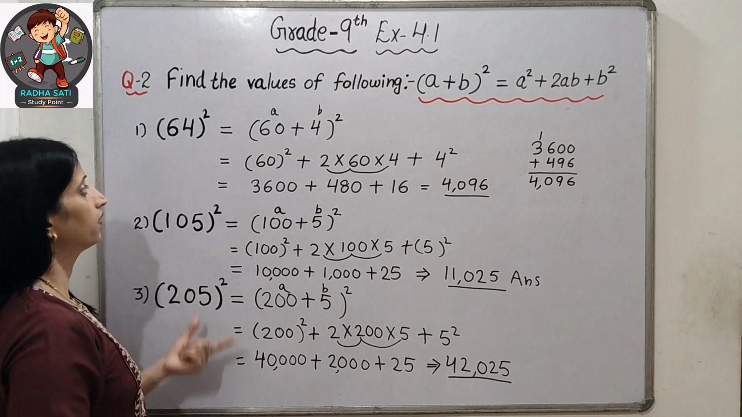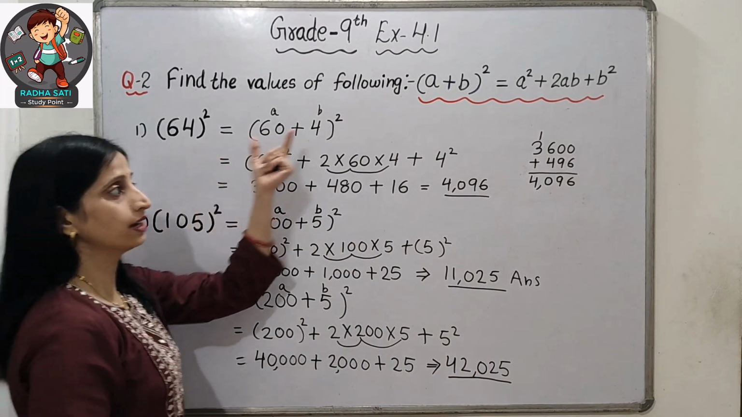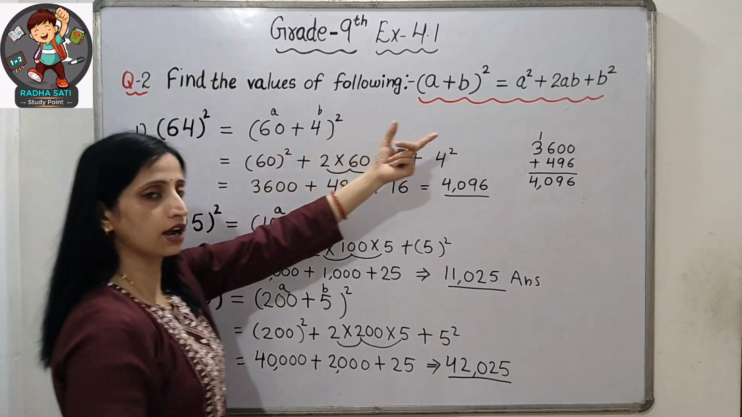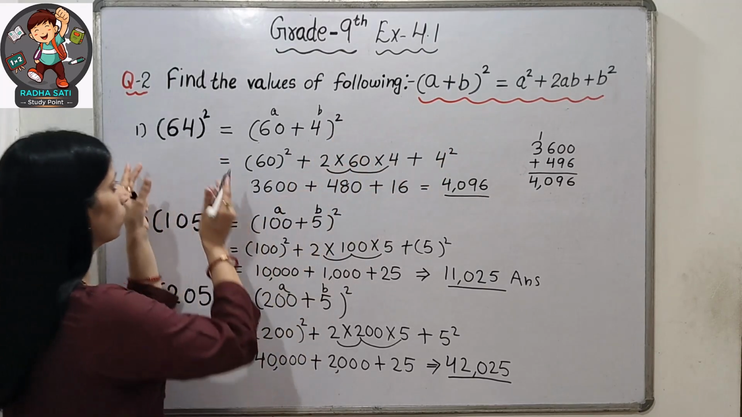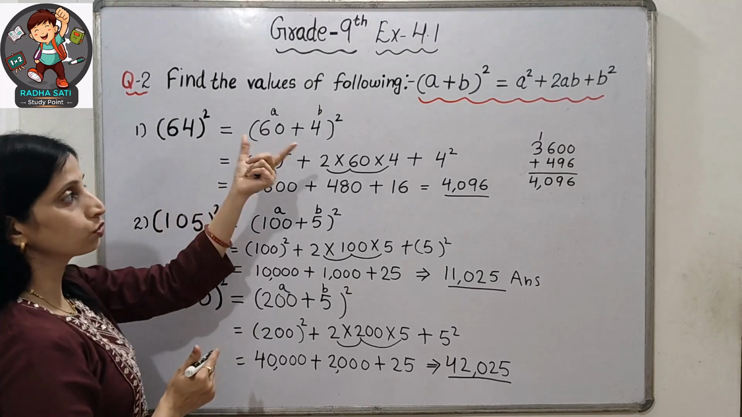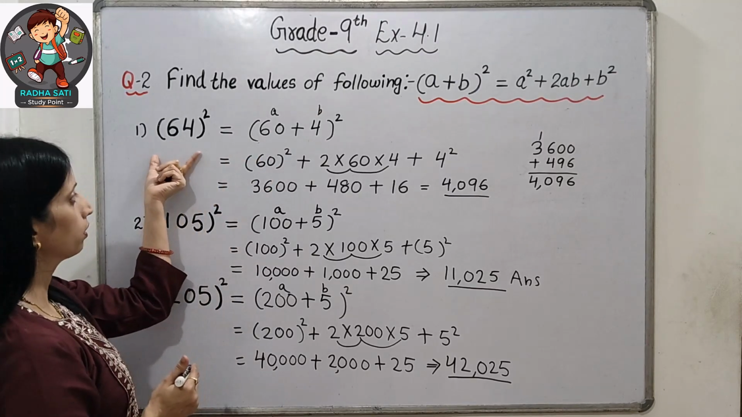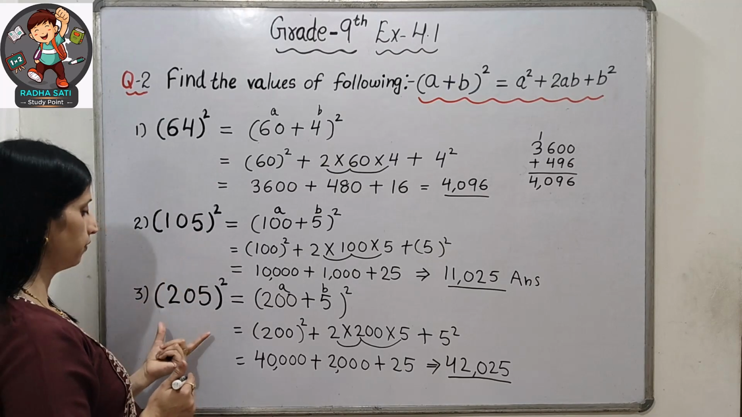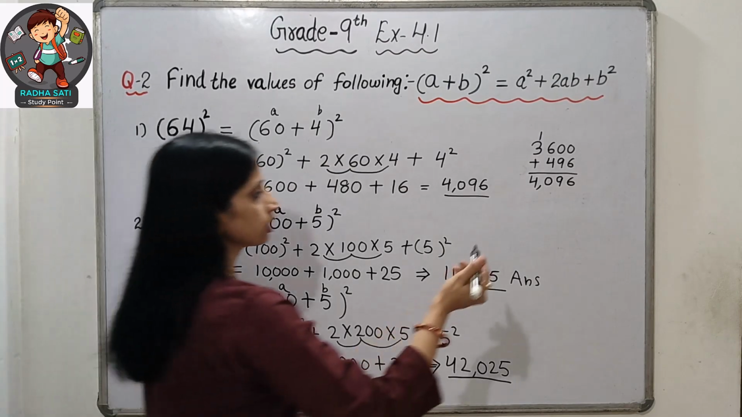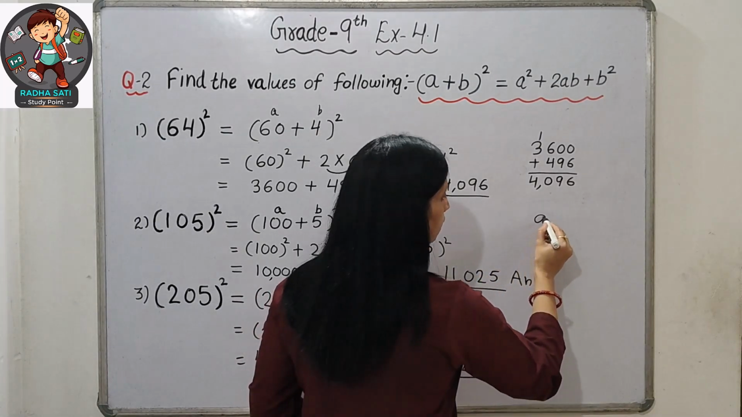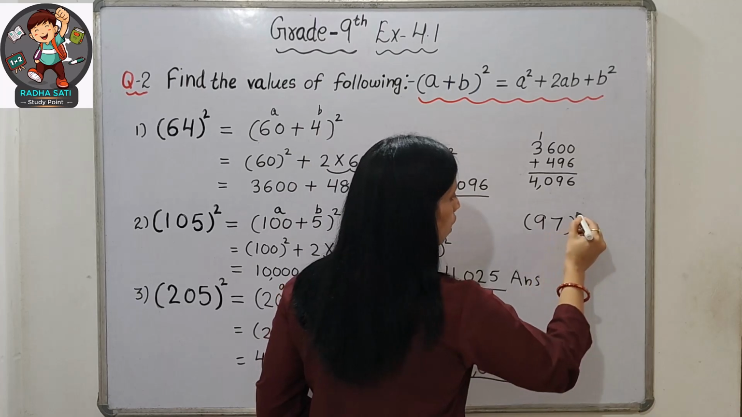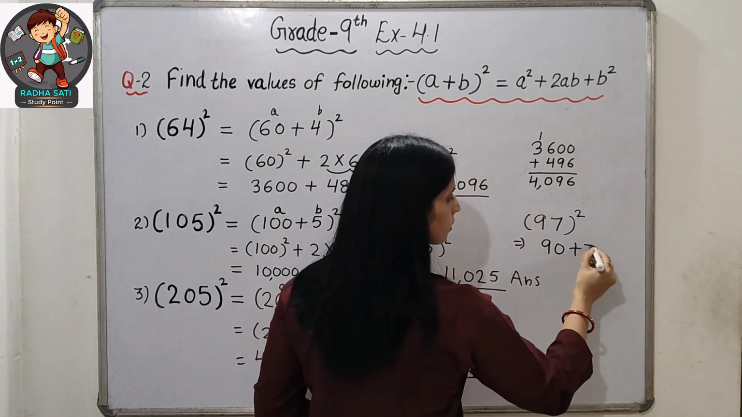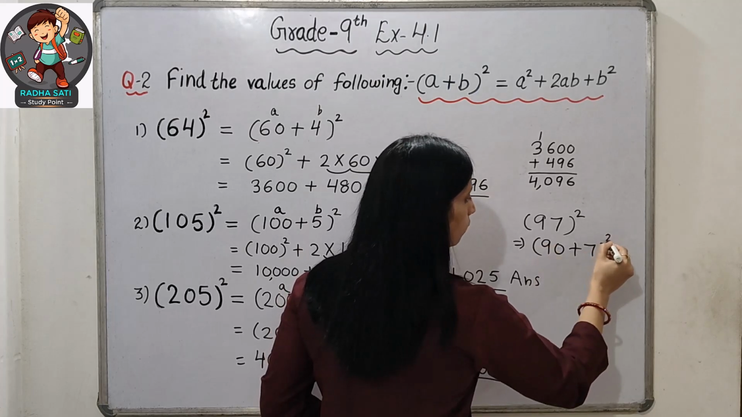Whenever these types of questions are there, first write down the identity at the corner and then always learn the identity and then break down the number so that we can use that identity. So here we have broken as 60 plus 4, 100 plus 5, 200 plus 5. Suppose the question is 97 square. So how can you break this? 90 plus 7 whole square.